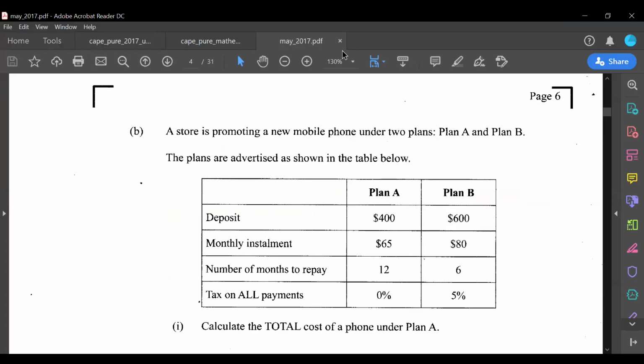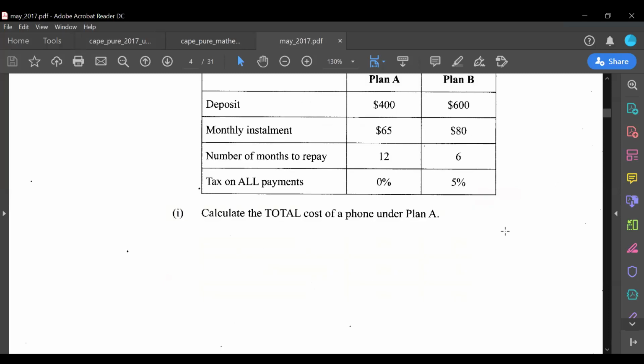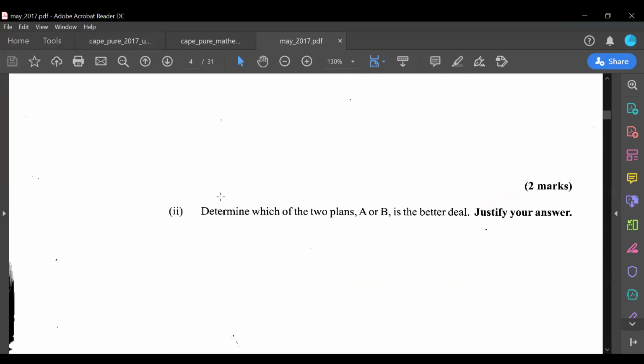Okay, great. All right, so the second part of the question says, determine which of the two plans, A or B, is the better deal. And you have to justify your answer. So at this point, you can't just leave the calculation there. You have to put an explanation after you've calculated your answer, right? Else you won't get the full 2 marks.